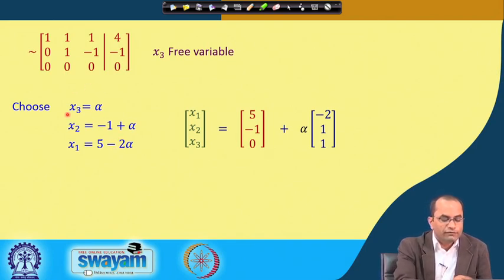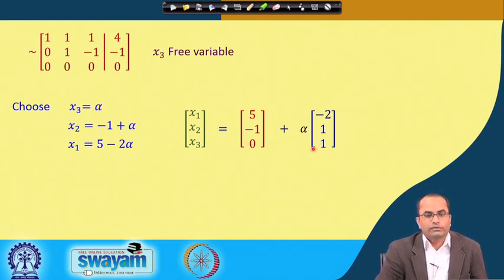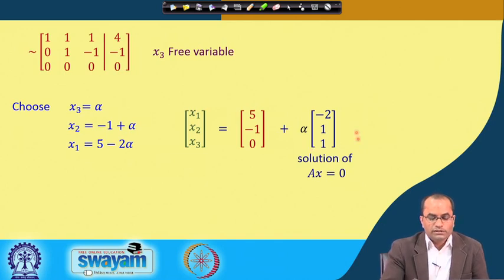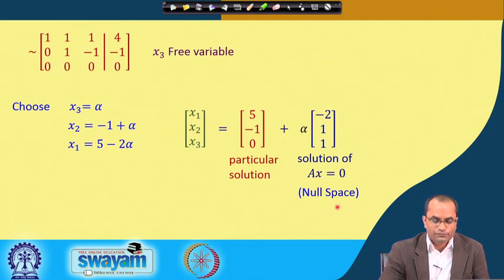Which we can write down in this form: x1, x2, x3, with all the constants from every component. So x1 has 5 as constant and minus 2 with this alpha. Here we have minus 1 for x2 and then with alpha we have 1, and from the x3 equation we have 0 as constant and this alpha with 1. So, this is the solution of Ax equal to 0, and this is the null space, which we will call the null space.